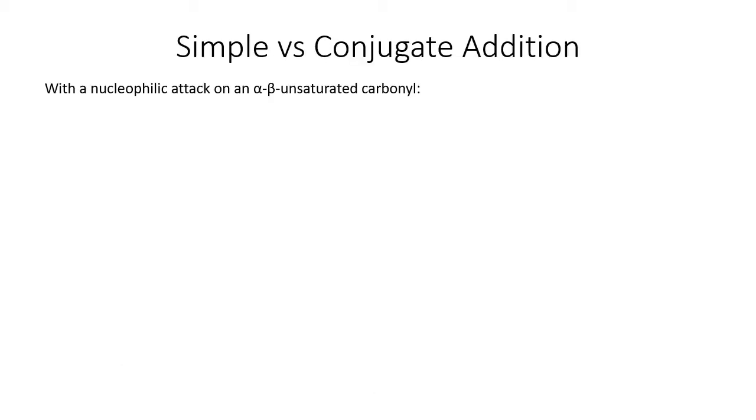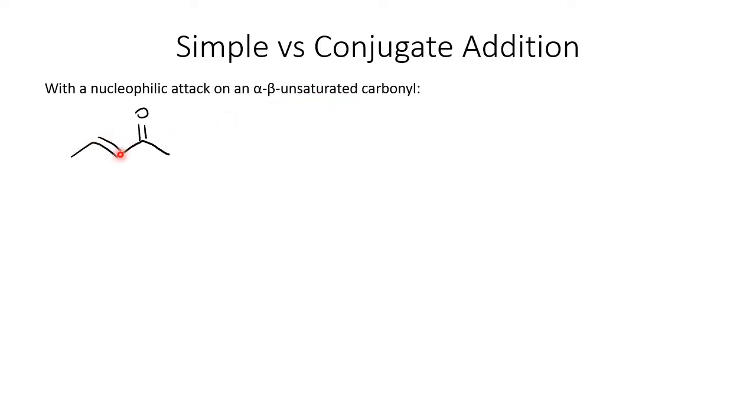In preparation for talking about the Michael addition reactions, I want to go over simple versus conjugate addition. Specifically, we're going to be talking about a nucleophilic attack on an alpha-beta unsaturated carbonyl. An example of an alpha-beta unsaturated carbonyl is this conjugated ketone. For our ketone, we have an alpha carbon and a beta carbon. So that's why we have alpha beta.